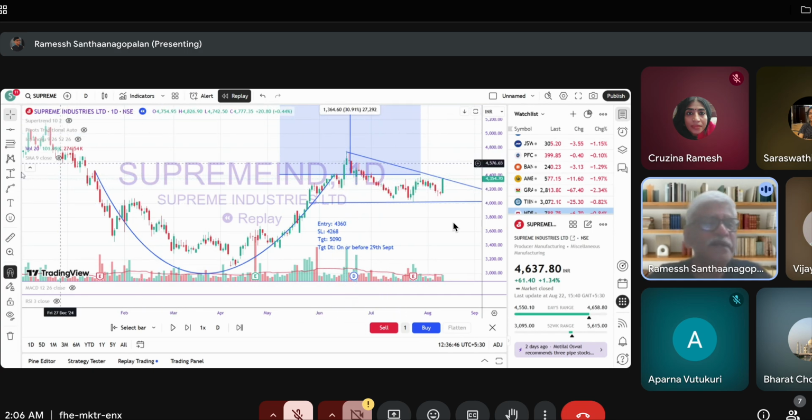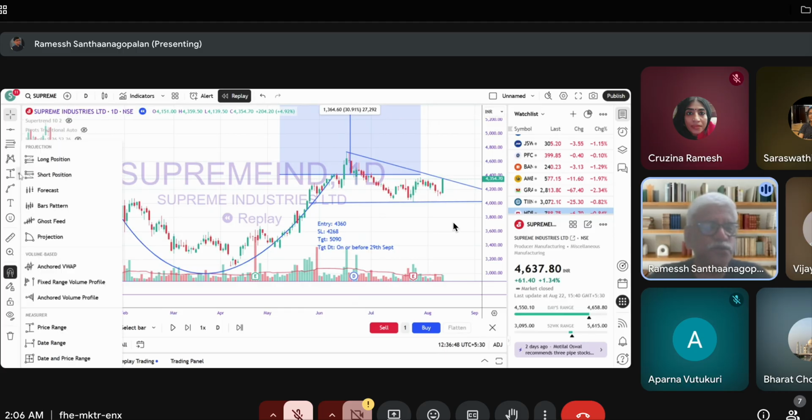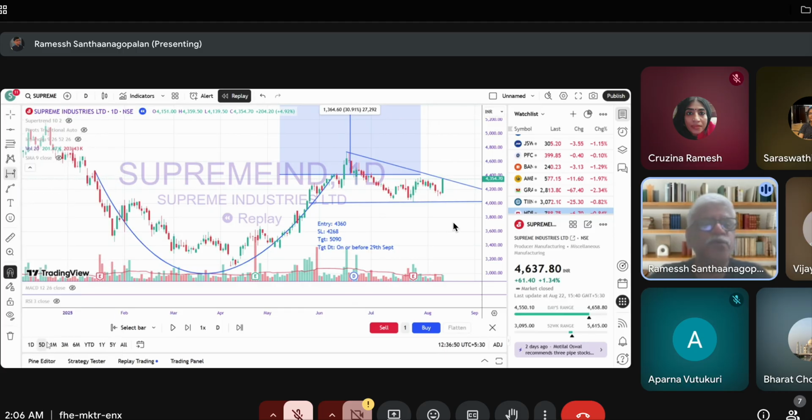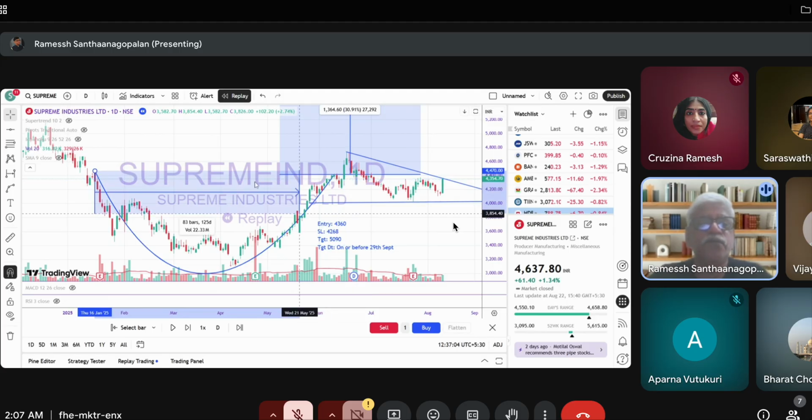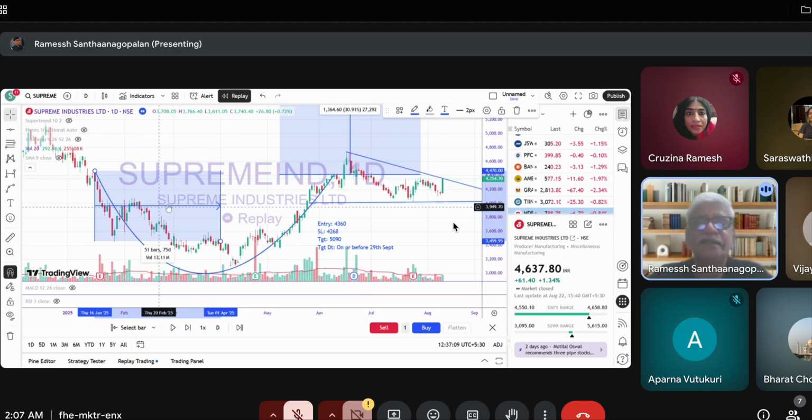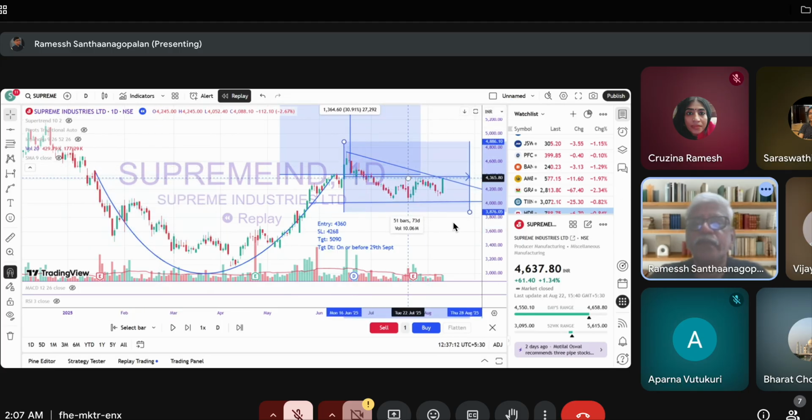But how many days will it take for the stock to reach? I have to put from here where the stock started. Here it has broken out. So it is 101 bars divided by 2. 102 divided by 2 is 51. So yes, there is a possibility that by 28th of August it can reach that level.